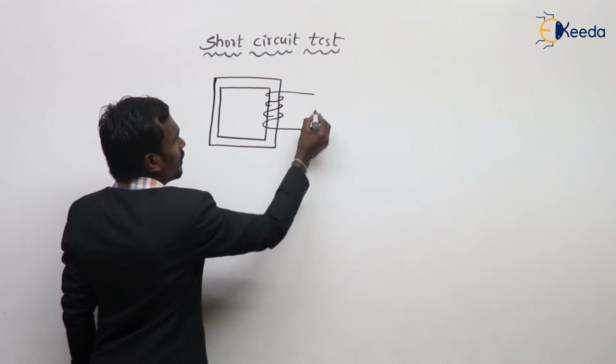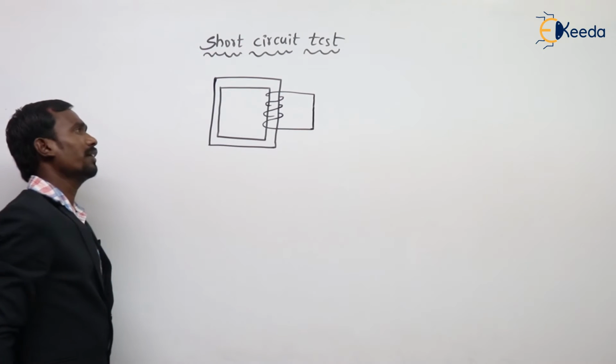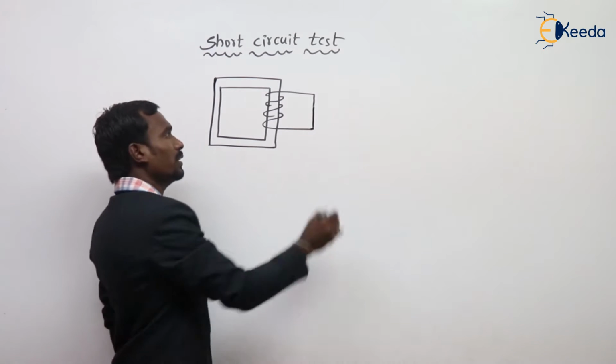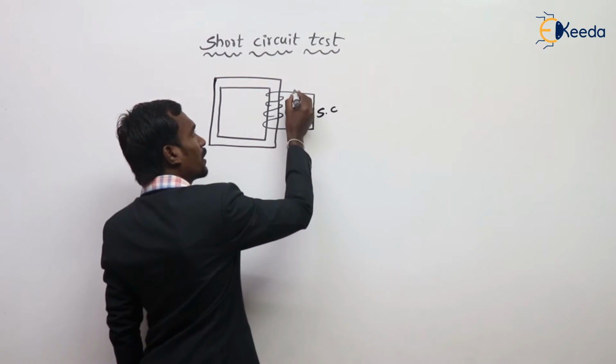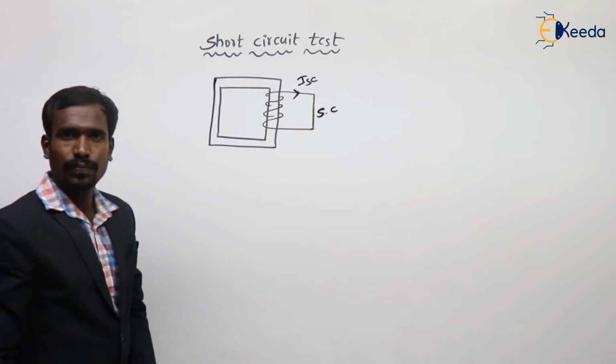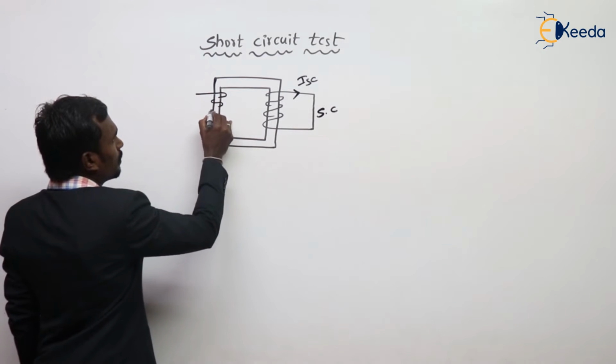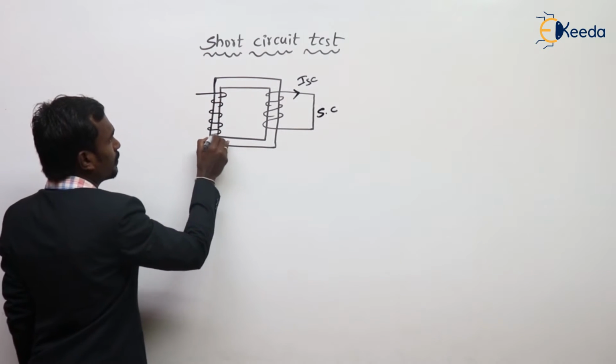In the short circuit test, the secondary winding is short circuited, and here the current is taken as ISC, for example. And this is my primary winding.